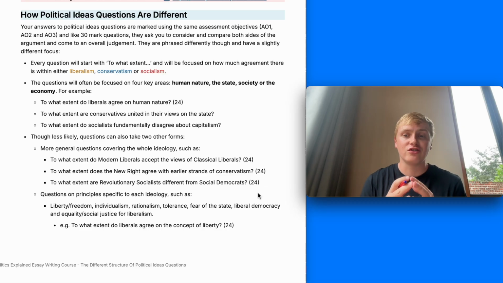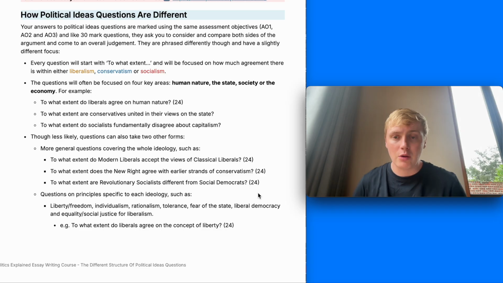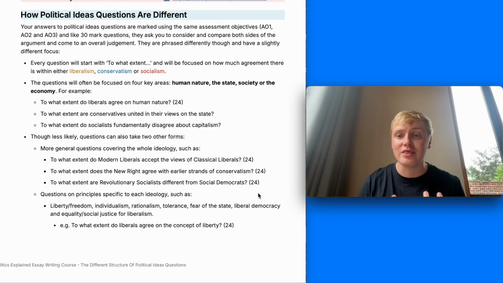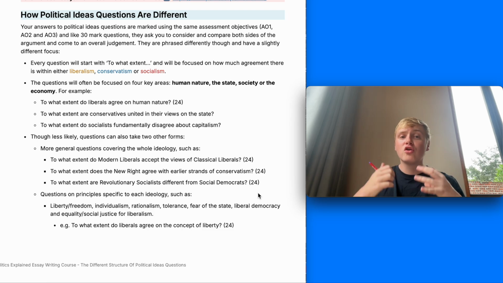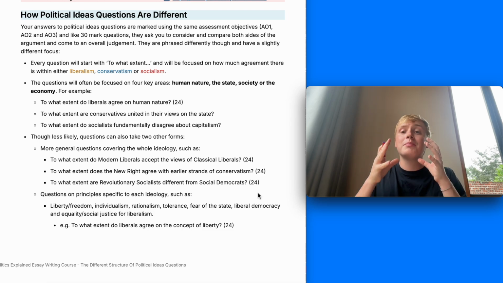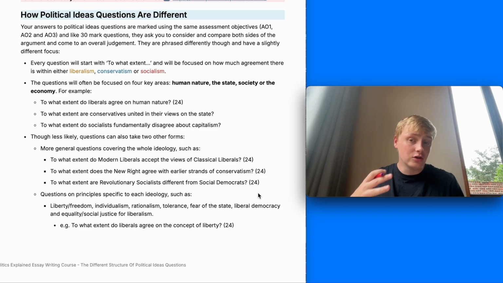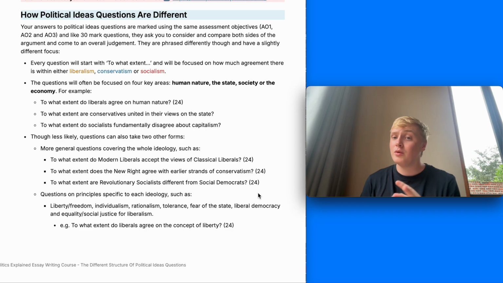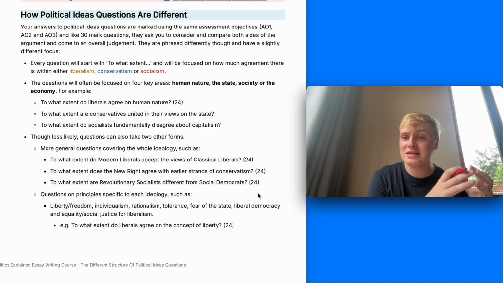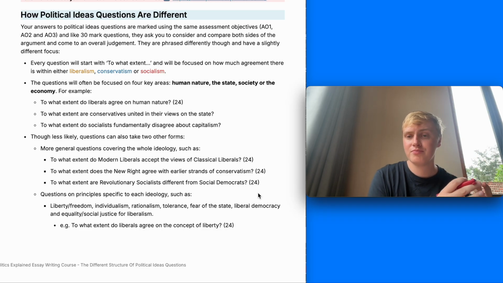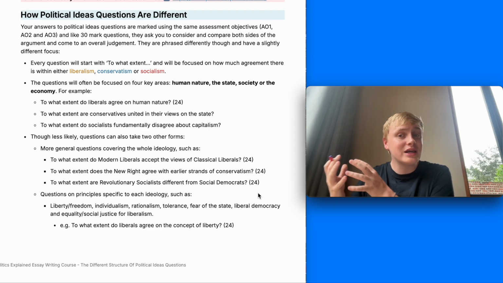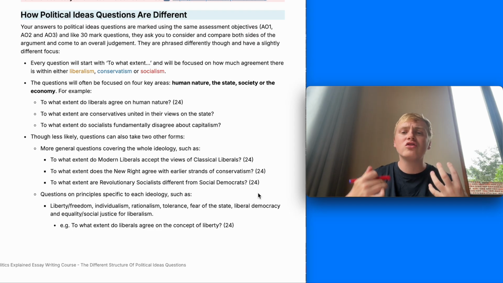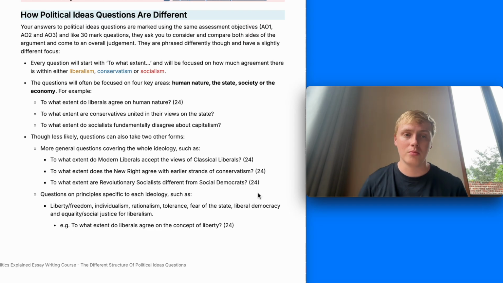So every question starts with 'to what extent', and will be focused on how much agreement there is within the ideology. So for the core political ideas, that's liberalism, conservatism, and socialism. So they're asking you to what extent is there agreement on a particular area of that ideology, or it might be overall. So you're asked to compare the ways in which the ideology and the different strands within it disagree, and the areas in which they agree, and come to a judgment about to what extent they agree and which is more important.